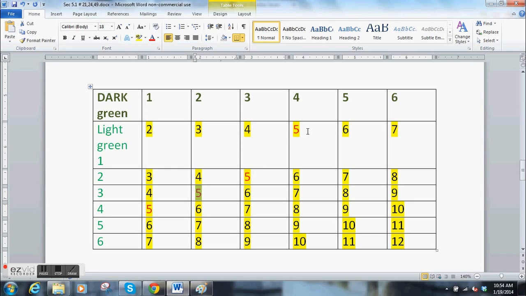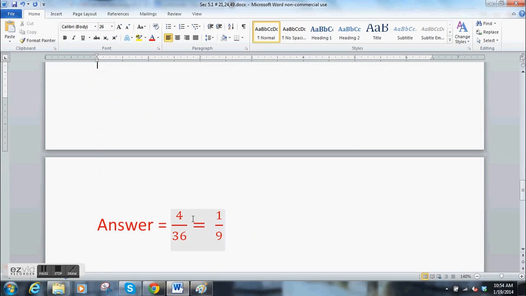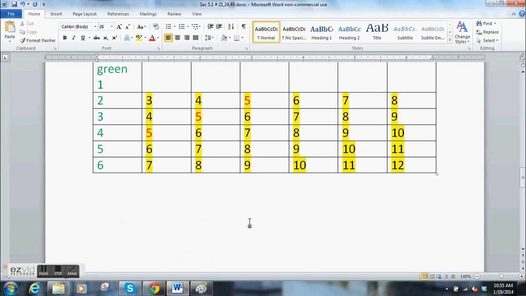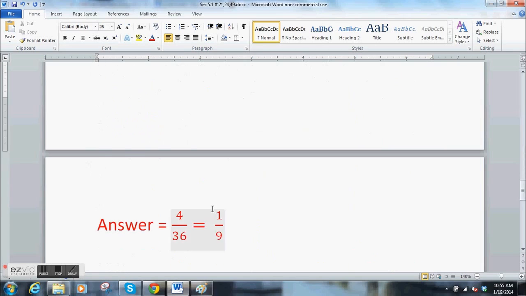So in this case, these are all the ways you can get a 5 along this diagonal. That's if you get a 4 and a 1, and then a 3 and a 2. So there's 1, 2, 3, 4 different ways you can get a 5, and there's 36 total outcomes, because it's 6 times 6. So the answer is 4 out of 36, which is 1/9. So what's the probability that your sum equals 5? The answer equals 1/9.